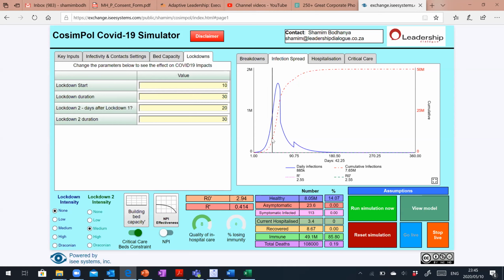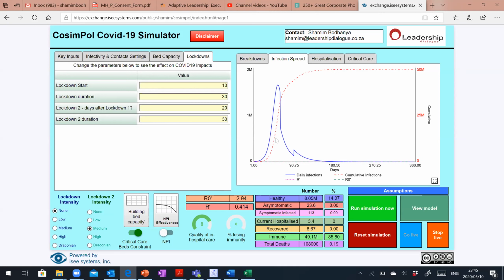And essentially what we're doing is we're shifting the peak, and we're changing the intensity in which the epidemic is allowed to slow down and then pick up again. Let's go with the lockdown intensity of high, and we've brought down the number of deaths by just about 90,000 odd. So that's just with lockdowns without any additional non-pharmaceutical interventions.